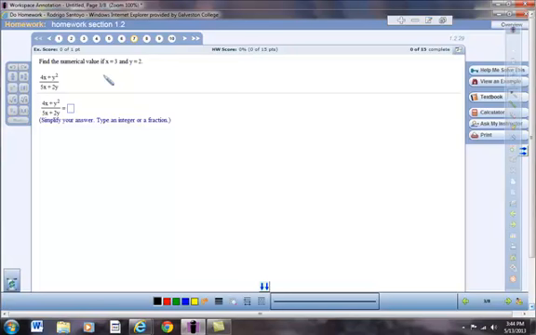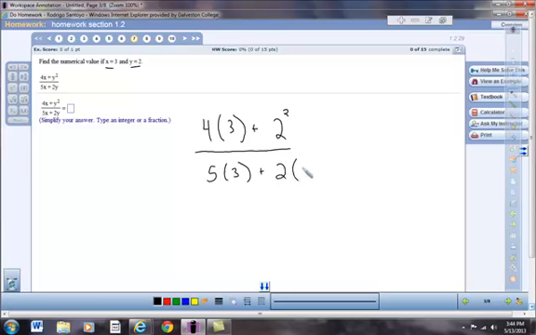Another problem just like that. This time they tell you x is 3 and y is 2, and we're just going to replace x with 3 and replace y with 2. Same thing in the bottom. Once again, you could just work that out. Another nice problem you can put in your calculator.